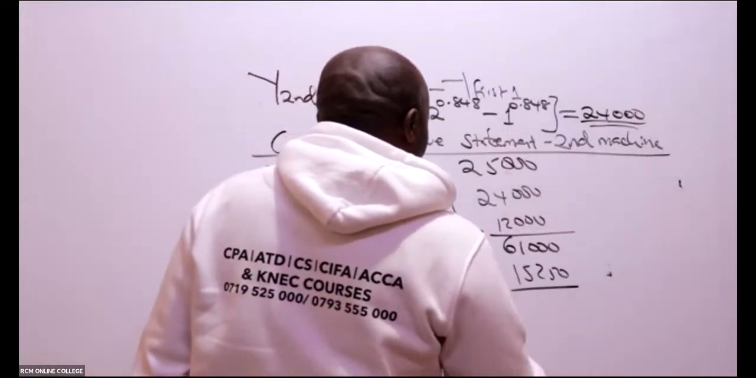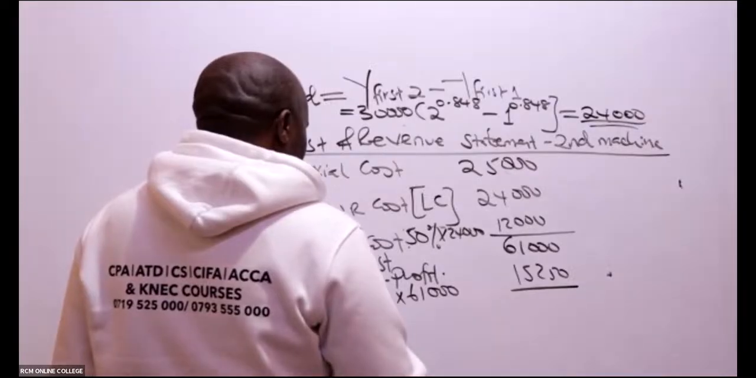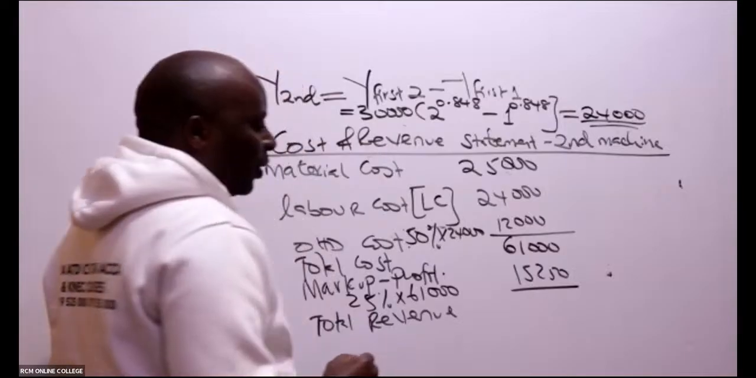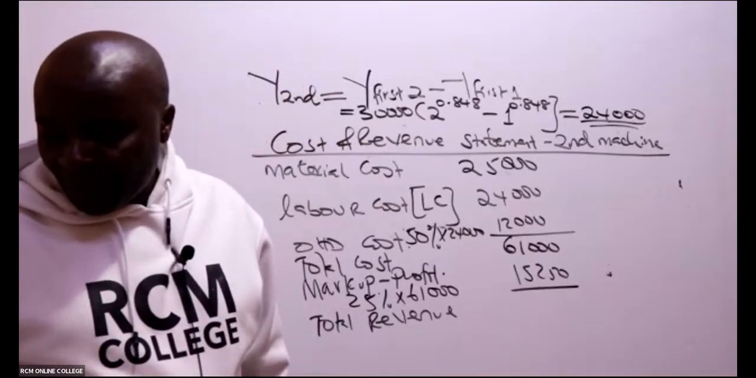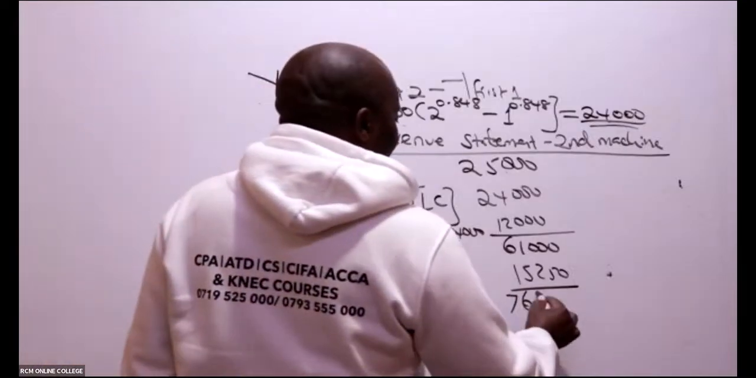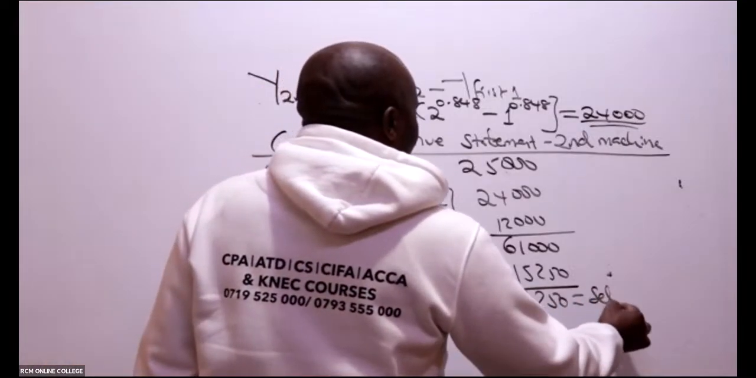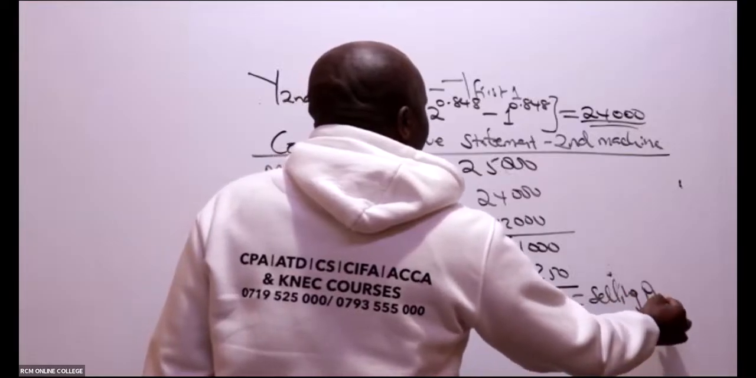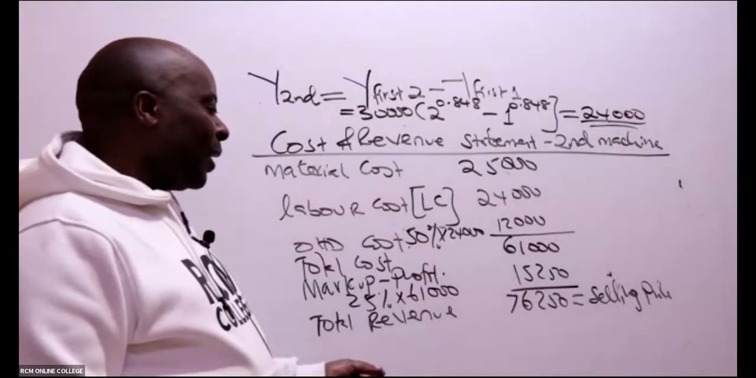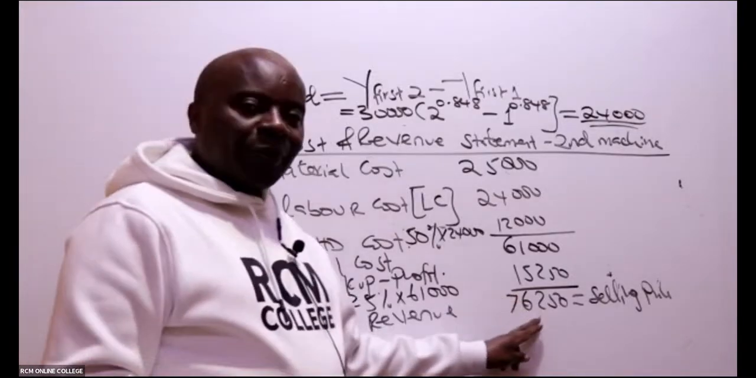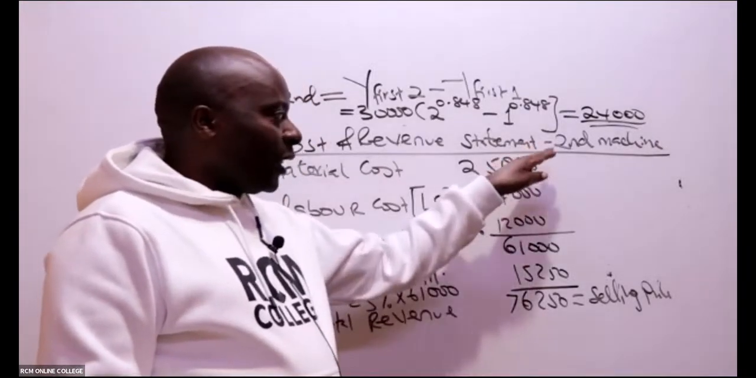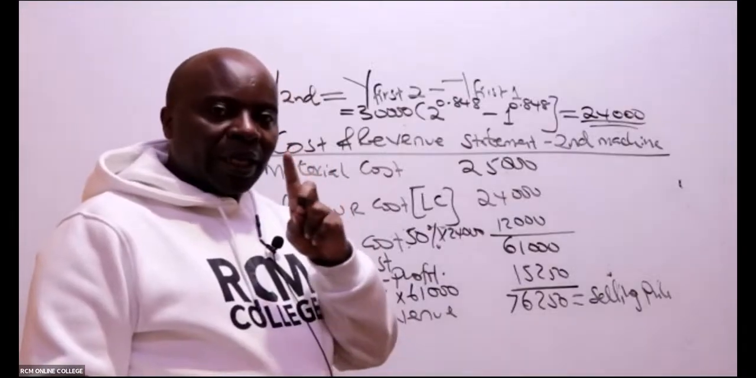The total, of course, will be revenue. Total revenue is 76,250, which will be the selling price, because this is revenue for one machine. Remember, if this was total revenue for 2, then the selling price would have been this divided by 2. This is just revenue for machine number 2.